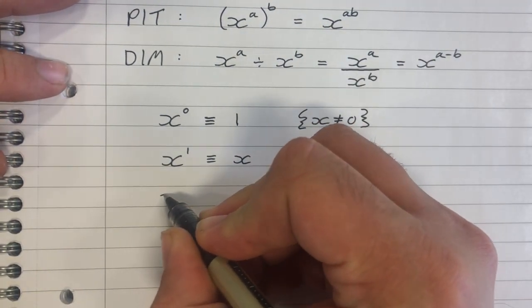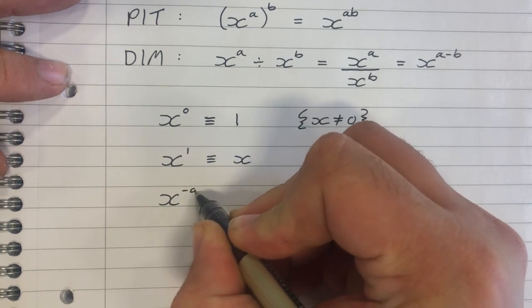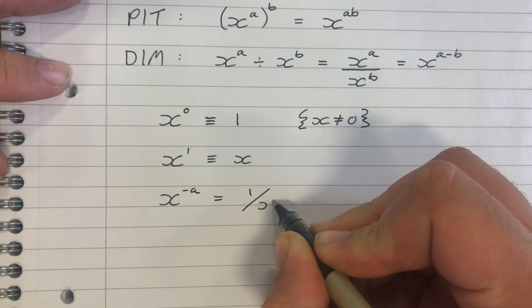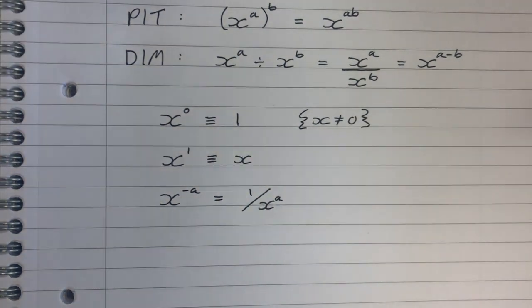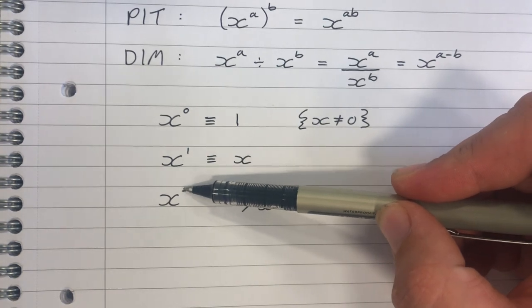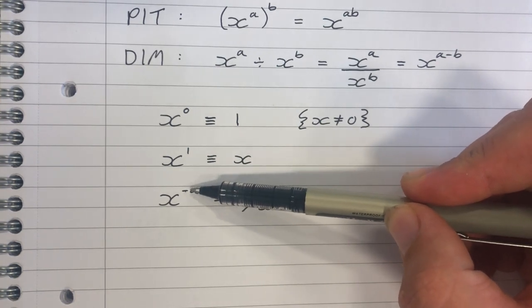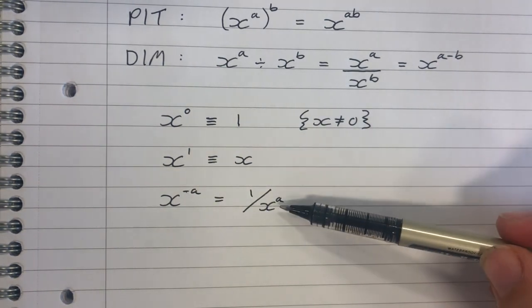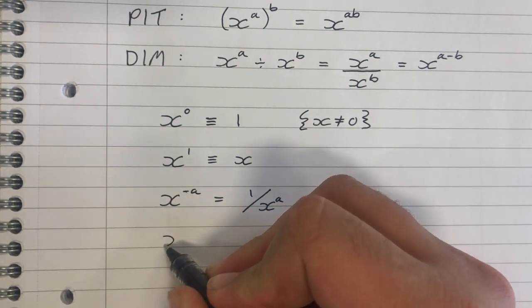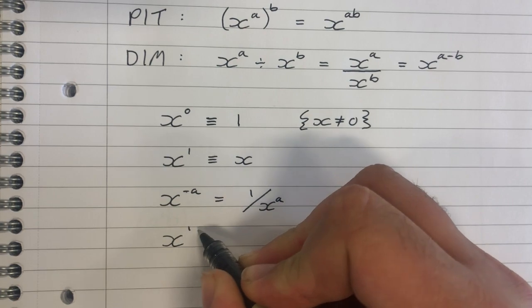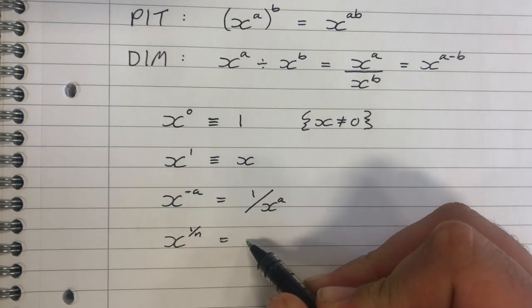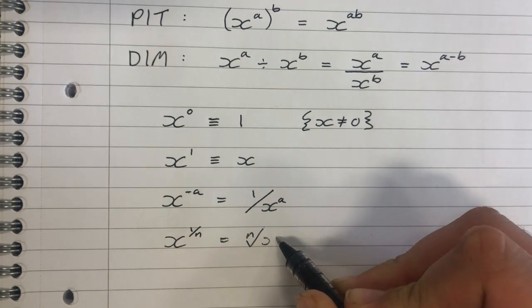Next one is negative indices, so x to the minus a. This is sometimes called reciprocal, because it's equal to 1 over x to the positive a. So if we have a negative exponent, a negative sign in the power, then we can remove the negative and put it 1 over instead. And the other one is a fractional, so 1 over n as the exponent. That is equal to the nth root of x.